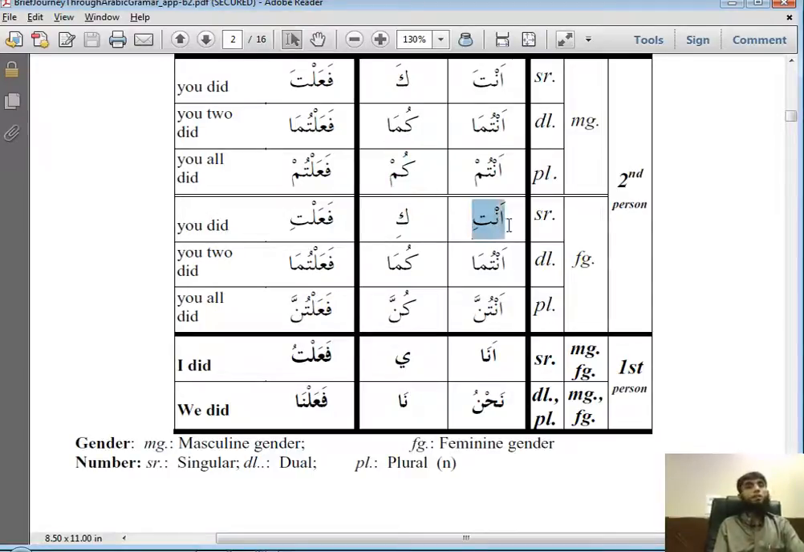Anti is female you, ki is again female you, but in the sense of possession or being an object, as we discussed last time. Antuma and kuma, same thing. Antunna for plural and kunna for plural as well. Okay, ana is for I, nahnu for we, and this ya is for mine, right? And na is for us. Okay, so any questions so far?